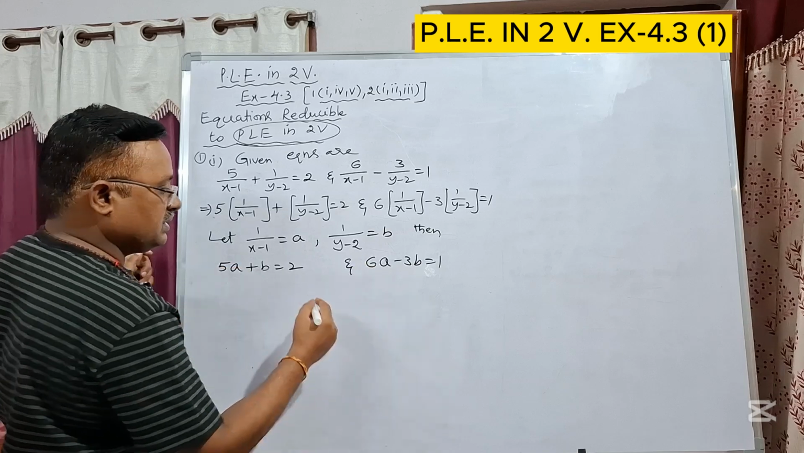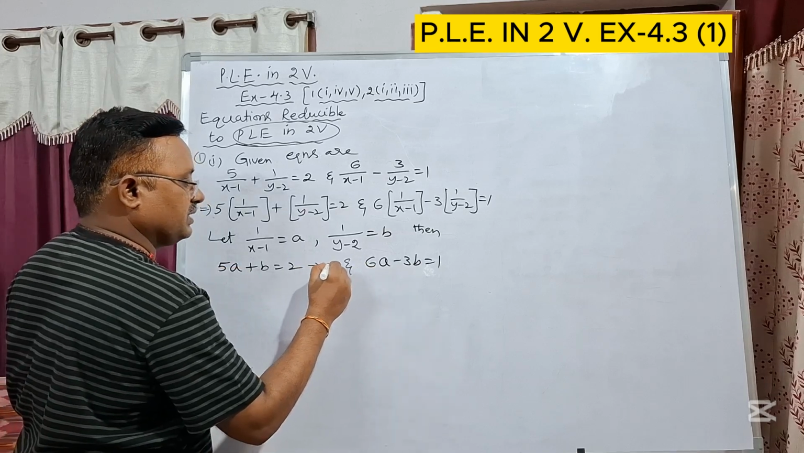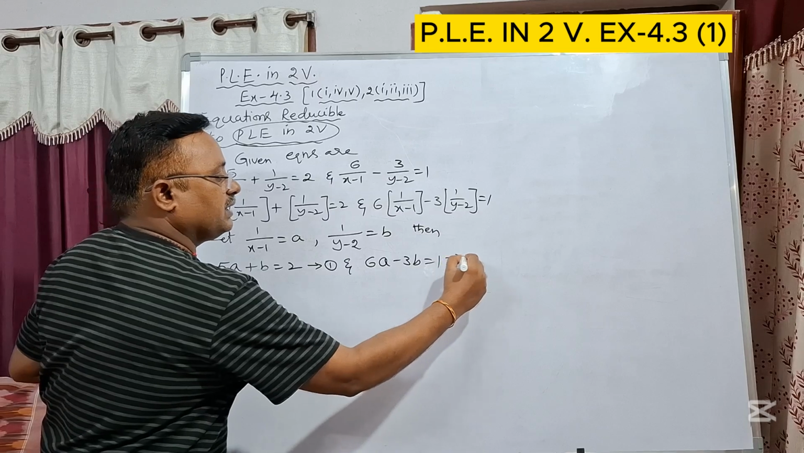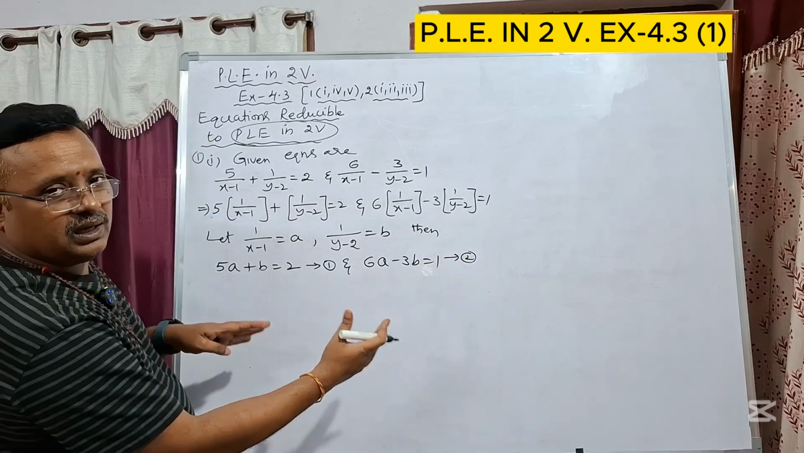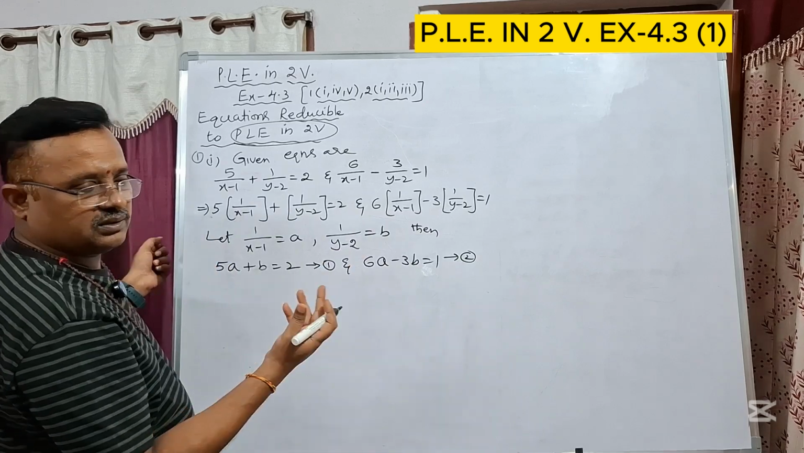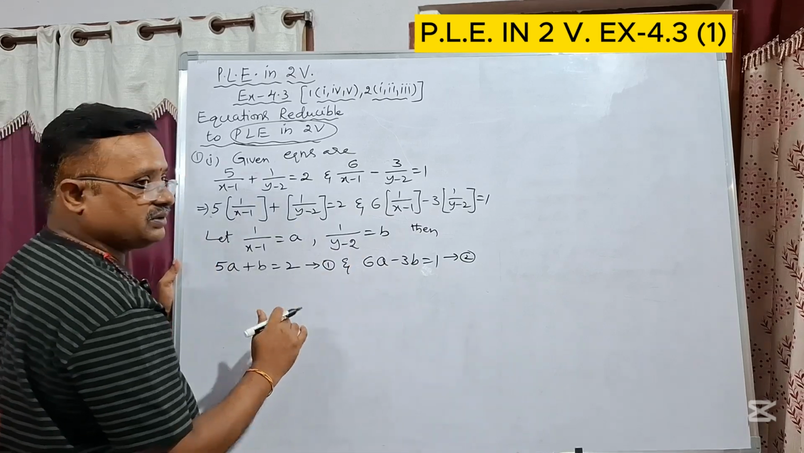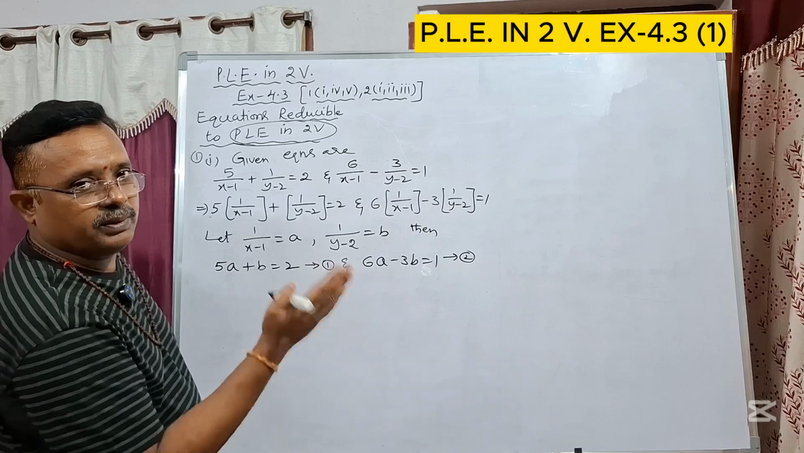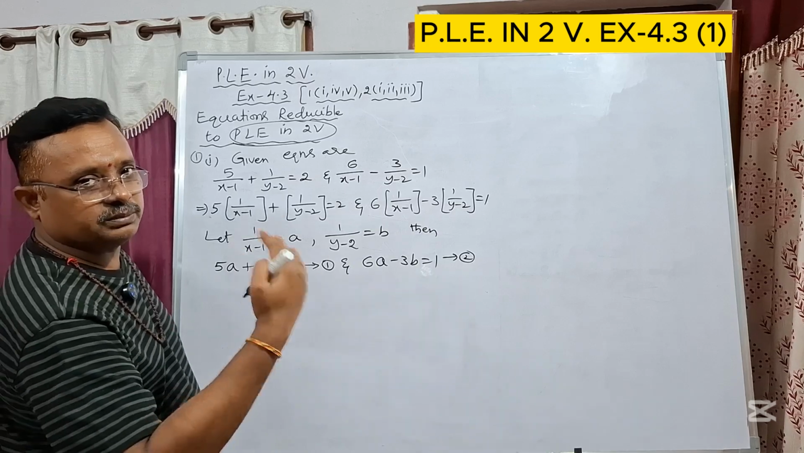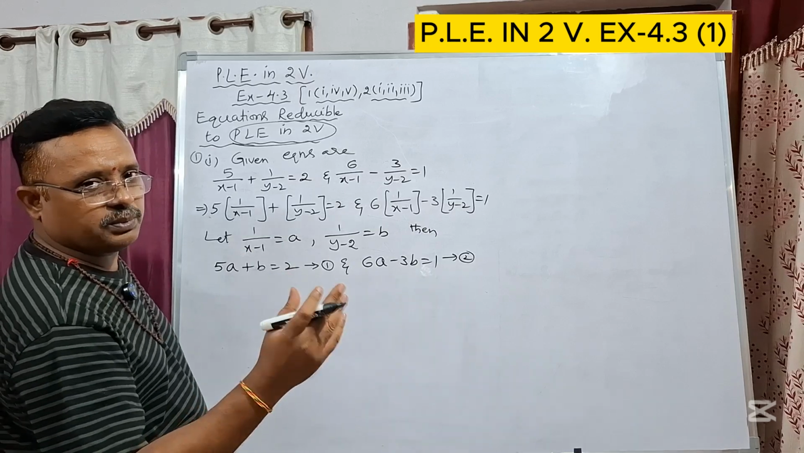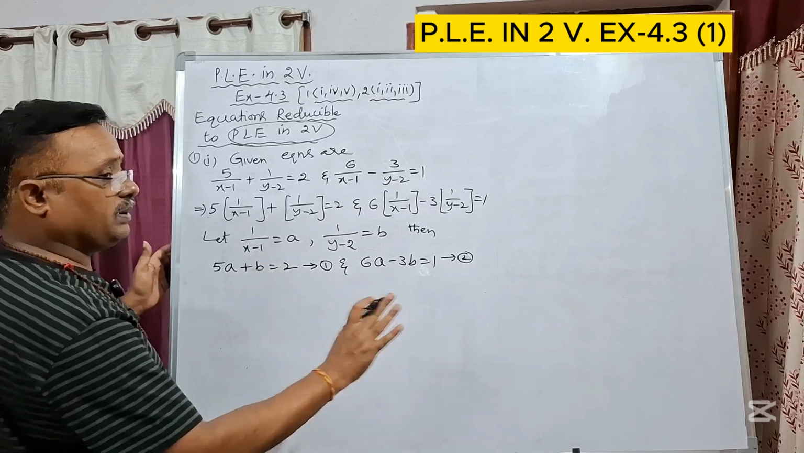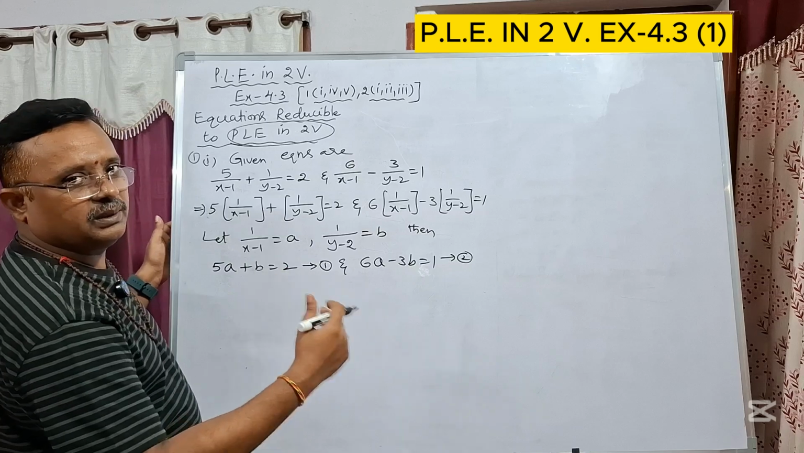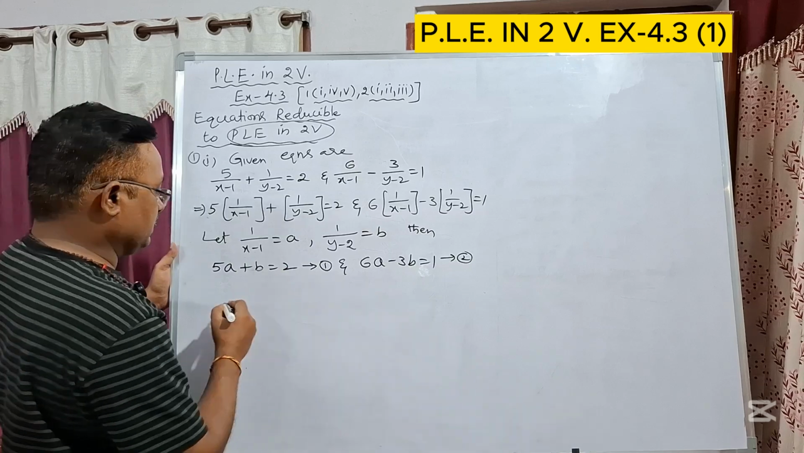From here onwards, solving these two equations 1 and 2 will follow the previous process. So calculating a and b values will be followed by the elimination method or the substitution method. Whatever process you are able to do, you can apply that one. Most of the time we will use the elimination method, so I am using that one.